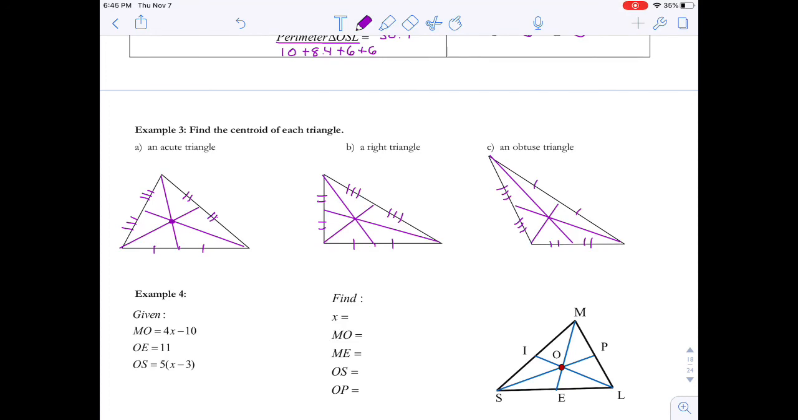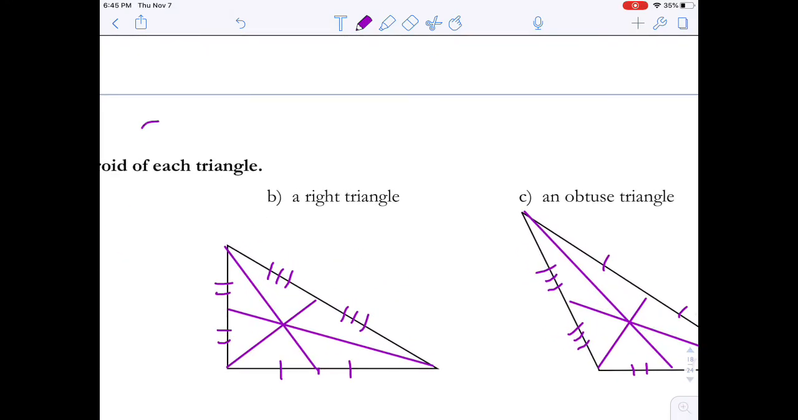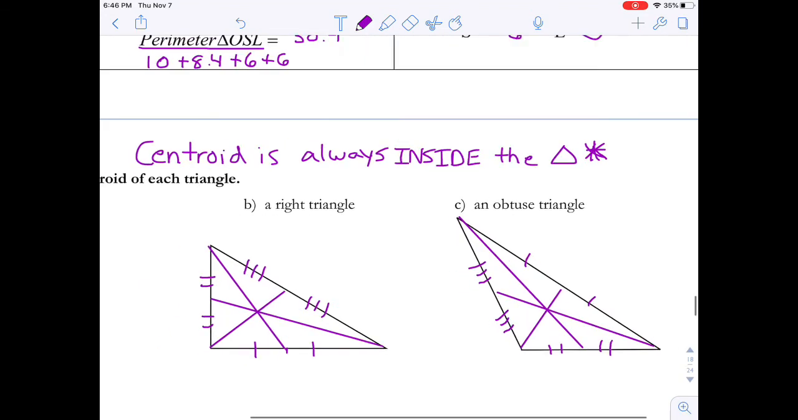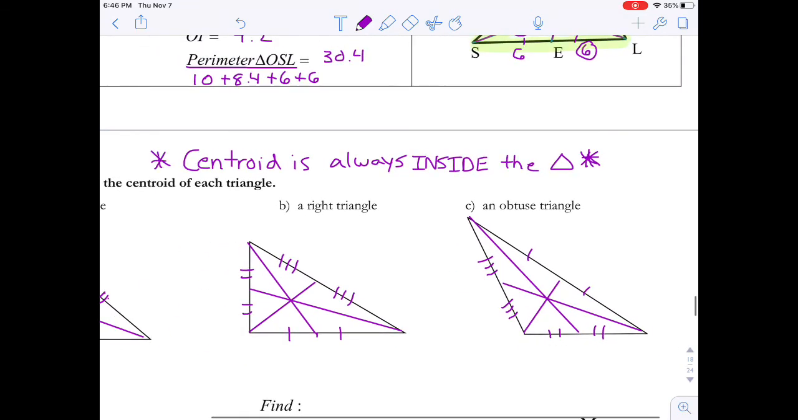So hopefully you notice, where's the centroid always located? The centroid is always inside the triangle. That might not be too important to you now, but that will come and be something important to us in a little bit.